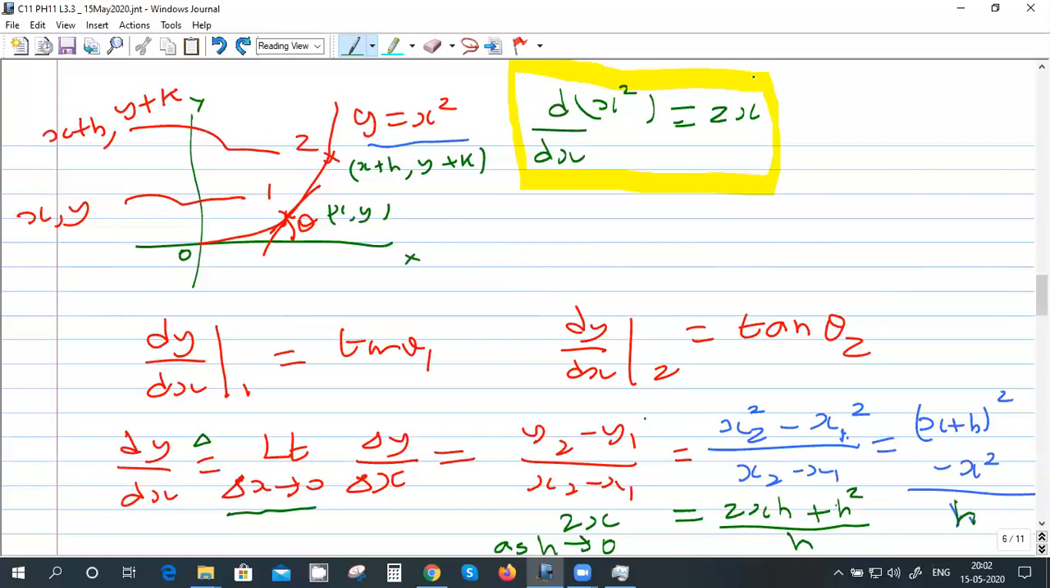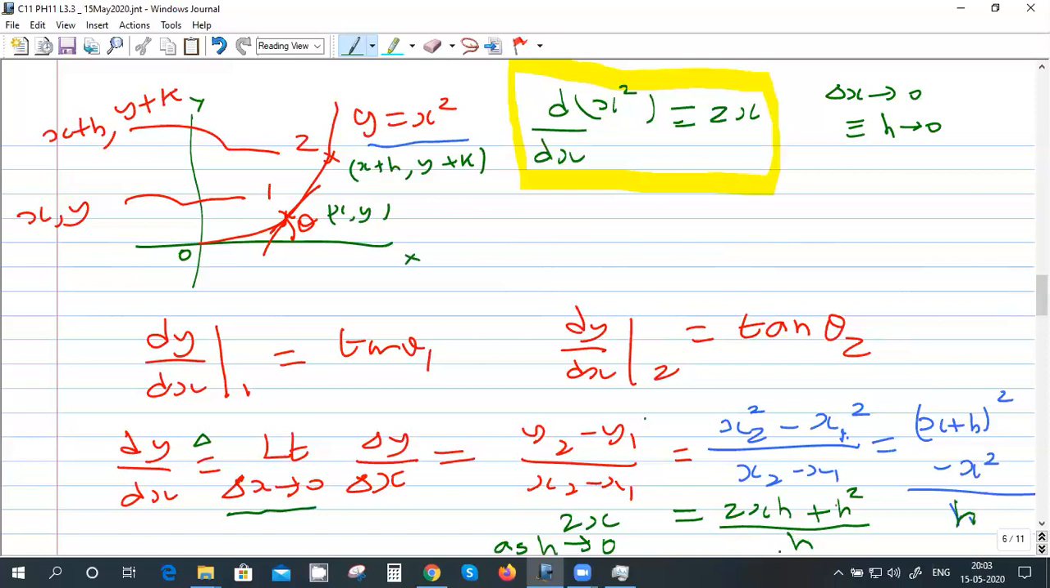Because delta x is the difference between x1 and x2, right? Delta x tending to 0 is equivalent to h tending to 0. And the limit is delta x tending to 0, that is same as saying h tending to 0. So h and h can cancel because h is not exactly 0, it is tending to 0. And this will become h. So when you put h tending to 0, it will become just 2x. So 2x plus h, h is tending to 0, right?